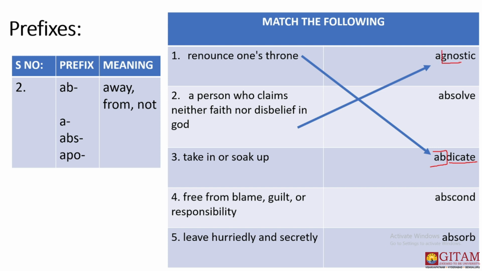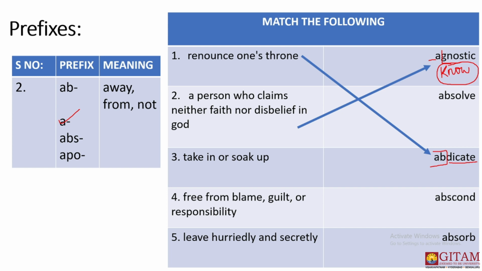Look at this. Gna means to know, as in diagnosis, prognosis, ignorance. A means away, according to our prefix. You are staying away from taking a stance. You neither claim belief in the existence of God nor disbelief in the existence of God. Why? Because you know that there is no knowledge to prove or disprove the existence of God. Therefore, you're agnostic. You're neutral.